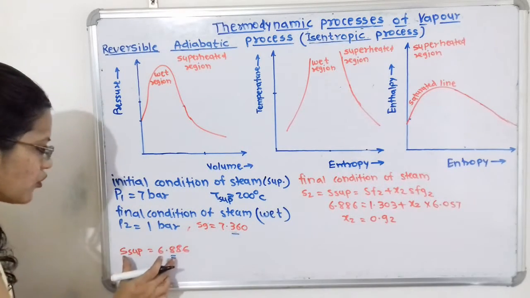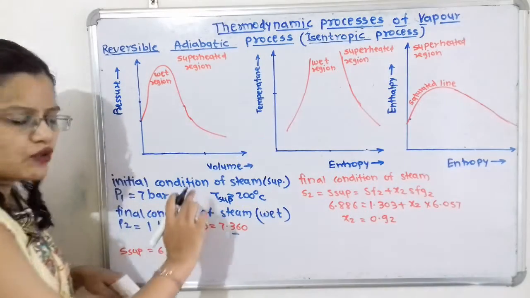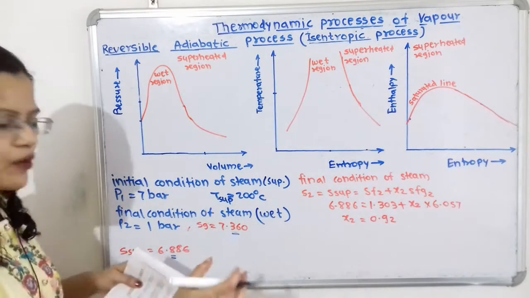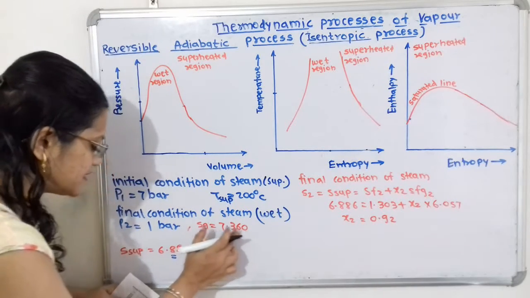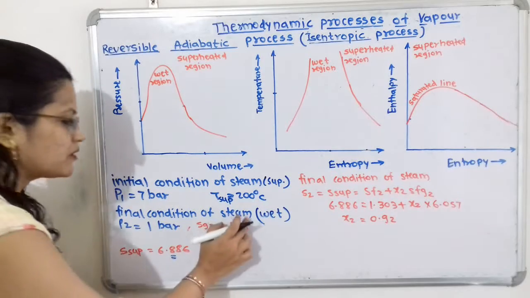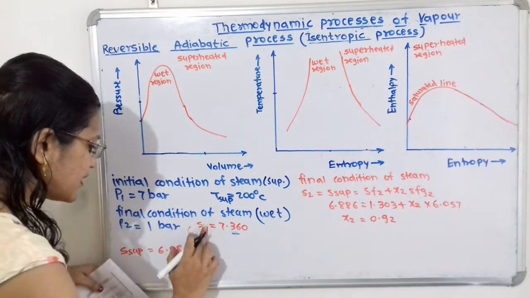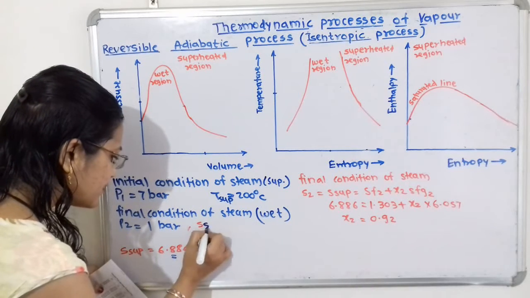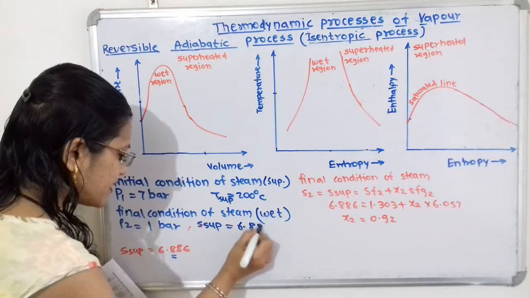because the entropy, that is S superheated, will remain constant since this is an isentropic process. And what is the entropy of dry and saturated steam? That is 7.360, and our entropy is less than this. So this steam is wet steam, and here the entropy, that is S superheated, we have to take as equal to 6.886.